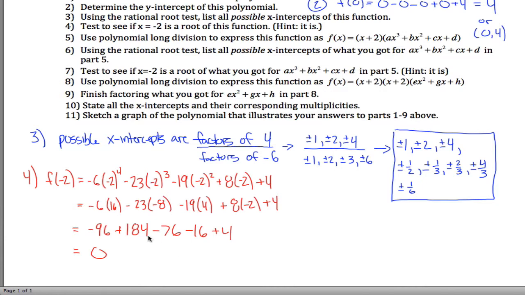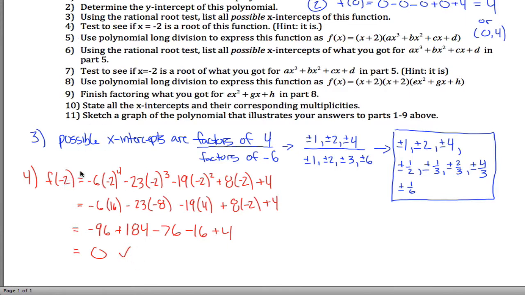This is 188 on the positive side. And then negative 76 and negative 16 is negative 92. Negative 92 and negative 96 is negative 188. So same thing. Good, we get 0. Awesome. I don't know, check.